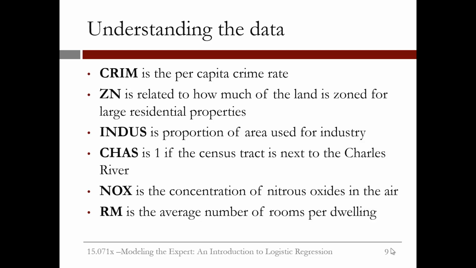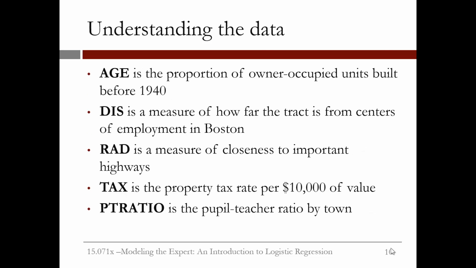CHAS is 1 if a census tract is next to the Charles River, which I drew before. NOX is a concentration of nitrous oxides in the air, a measure of air pollution. RM is the average number of rooms per dwelling. AGE is the proportion of owner-occupied units built before 1940. DIS is a measure of how far the tract is from centers of employment in Boston.